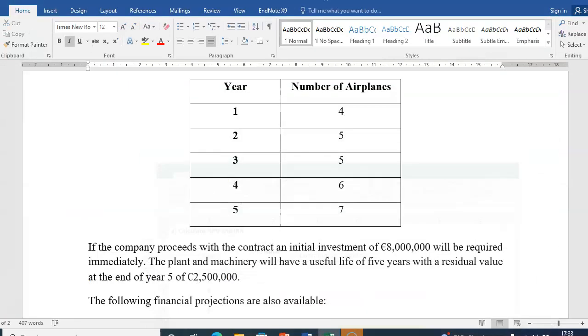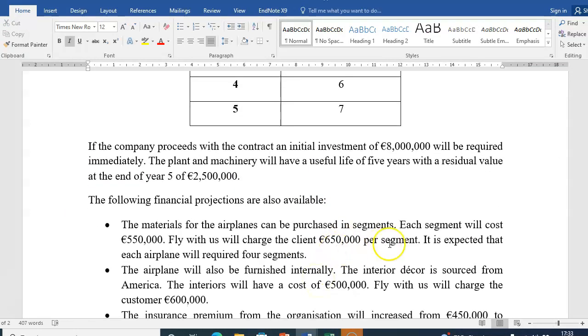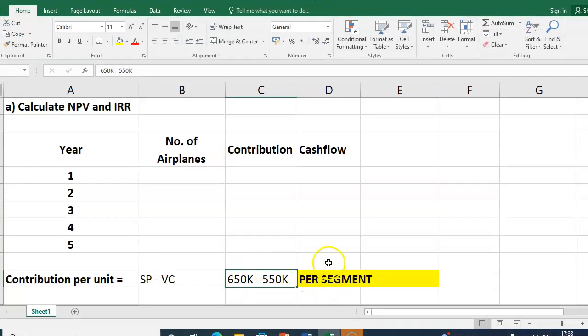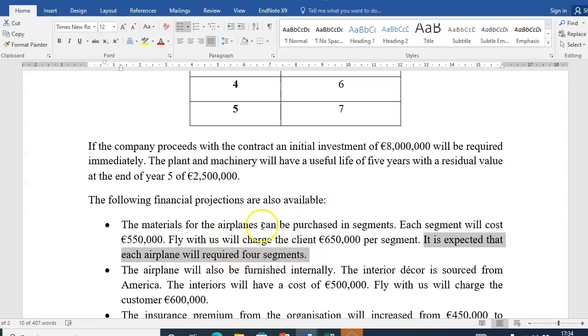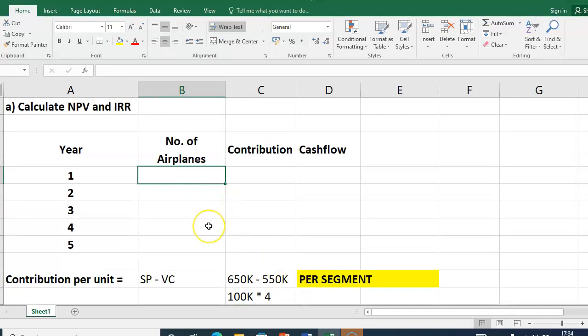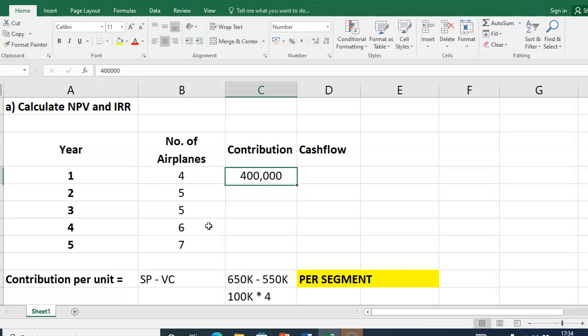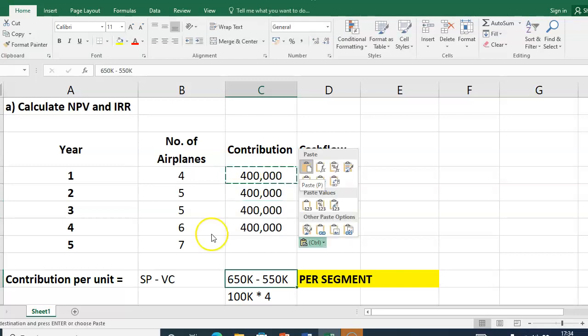Okay, but if we just flick back to the question here for a moment, it tells us that it's expected that each plane will require 4 segments. Okay, so effectively for this 100,000, we're actually going to realize 400,000, okay, because it's 100,000 per segment and each airplane requires 4 segments, okay? So up here, we're going to put in the number of airplanes. So 4, 5, 5, 6, and 7, okay? So that's coming directly from the question. The contribution then for the segment that we're going to include here is 400,000, okay? So we're going to include that in each of the years.